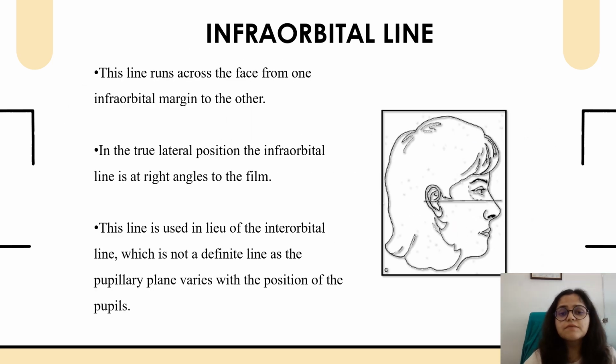Next line is the infraorbital line. This line runs across the face from one infraorbital margin to the other. In the true lateral position, the infraorbital line is at a right angle to the film.